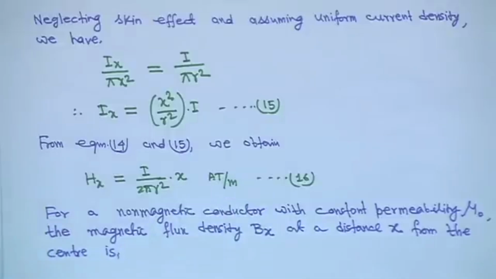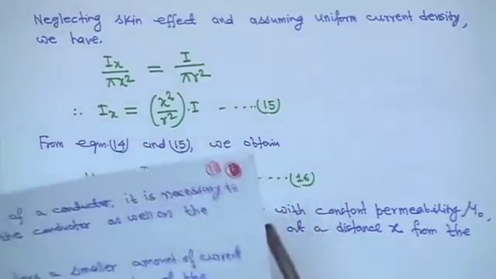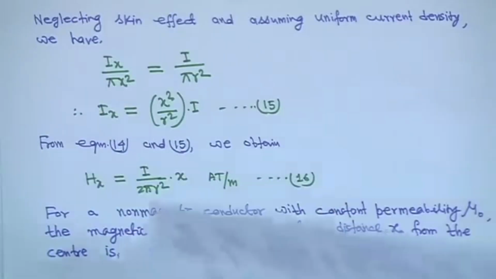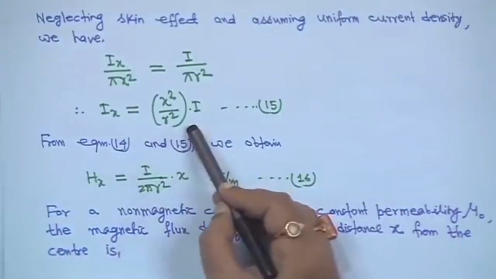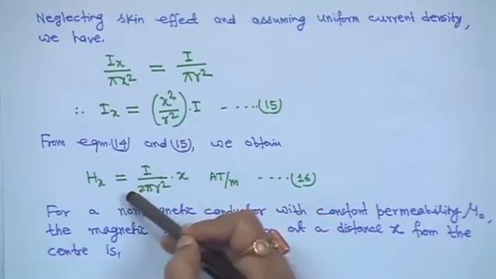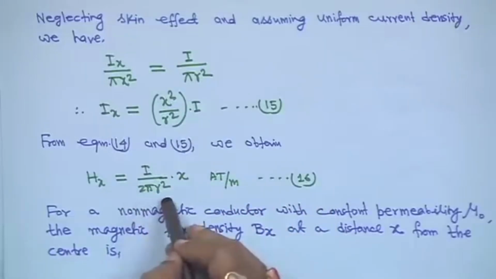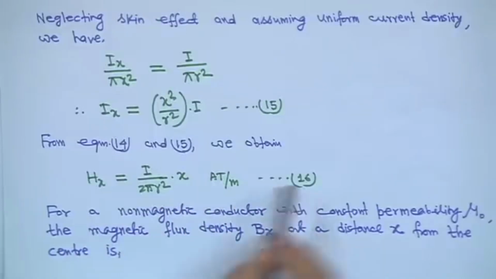After this, from equations 14 and 15 we obtain: in equation 14, you substitute I x is equal to this one, and with a small simplification, H x will become I upon 2 pi r square into x ampere turn per meter. So, this is equation 16.